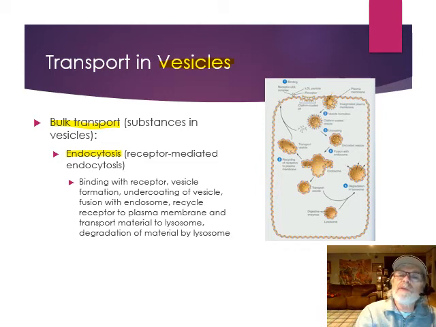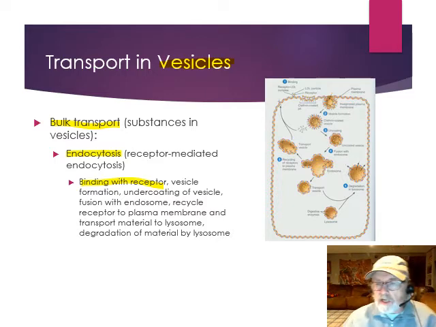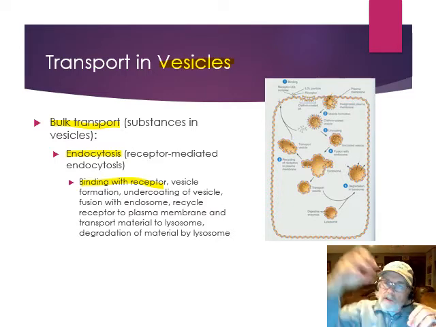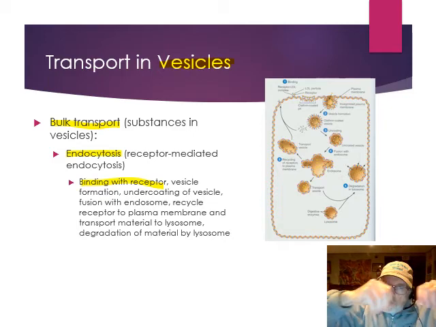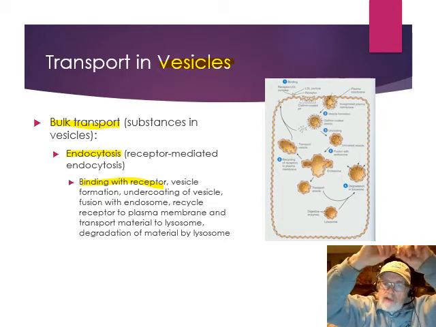where something binds with a receptor on the outside. This is a bad picture. Okay, so don't look at the picture for now. It binds with a receptor on the outside. So material binds, and what happens is actually the cell membrane, once it binds to a receptor, will come and hook itself up around the outside of it.